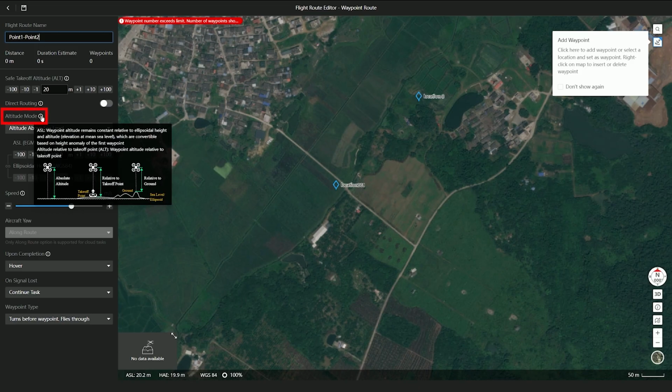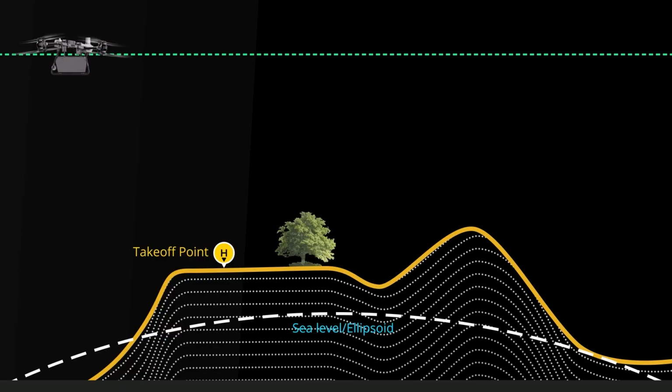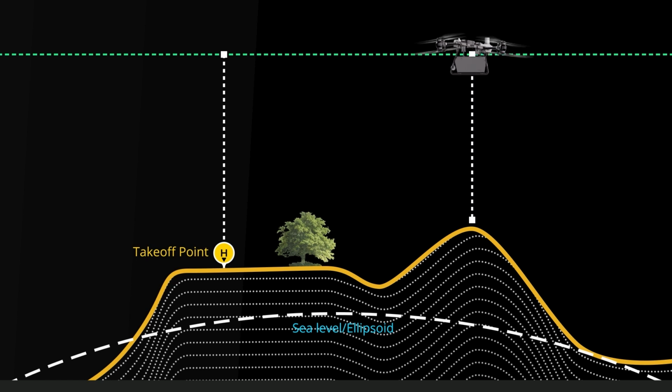If you select relative to takeoff point, the flight route altitude will be the altitude of the drone relative to the takeoff point. If you select absolute altitude, the flight route altitude will be the altitude of the drone relative to sea level/ellipsoid. It is recommended to select absolute altitude.